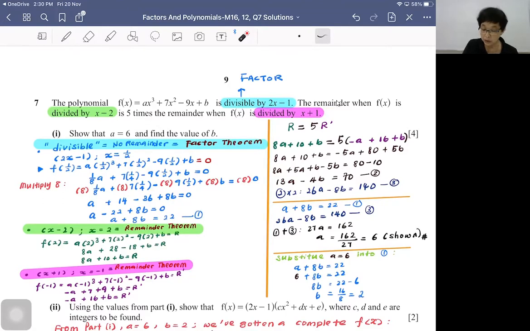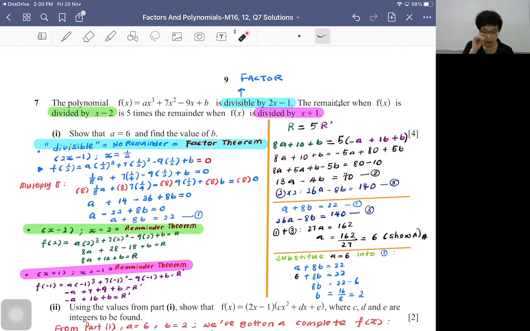Let's go on with the sentence. The remainder when f(x) is divided by x minus 2. That's one remainder theorem we're going to form. But here, look, it mentioned 5 times. It is relating to another remainder theorem. And let's go on. The remainder when f(x) is divided by x plus 1. Therefore, we're going to make two remainder equations, and then we're going to eventually equate them according to the criteria given to us, that one remainder is actually 5 times the remainder of the other statement.